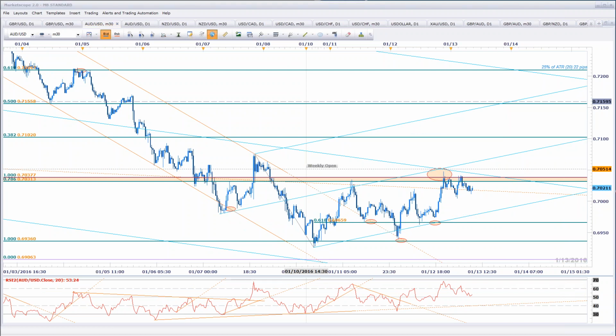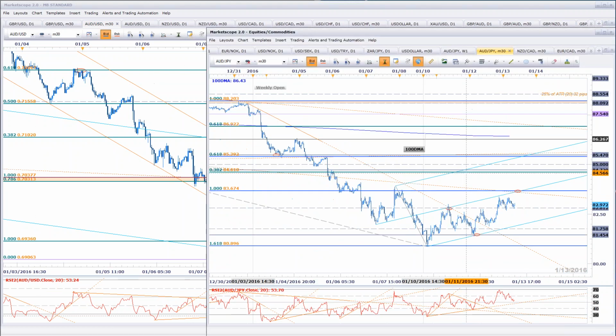Mano says, "So with Aussie yen, negative divergence close to resistance, would you consider a short?" On the 30-minute, Mano?